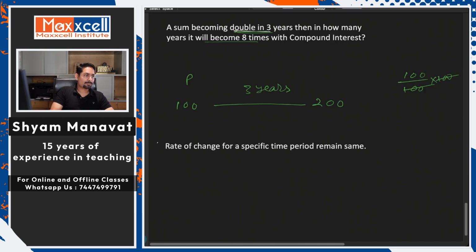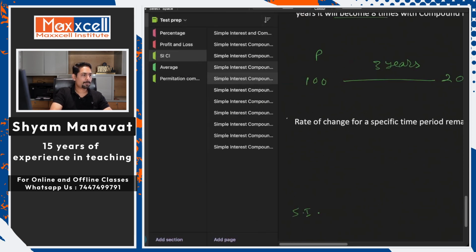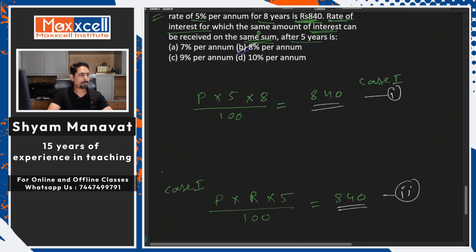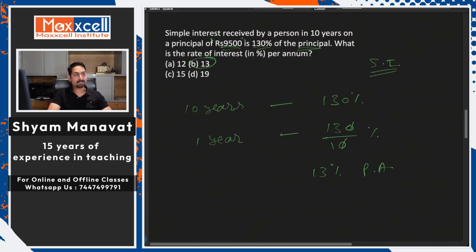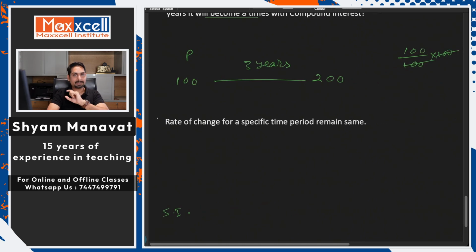Now I will tweak a lot of things in this question so that you can brush up the previous lectures also. Now in simple interest, I said in the previous lecture, there was one question here. In 10 years, in simple interest, if the return is 130, then in 1 year it will be divided by 10. Because in simple interest the values are equal, same. But in compound interest we cannot do that.